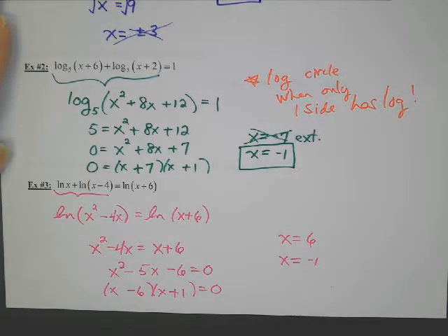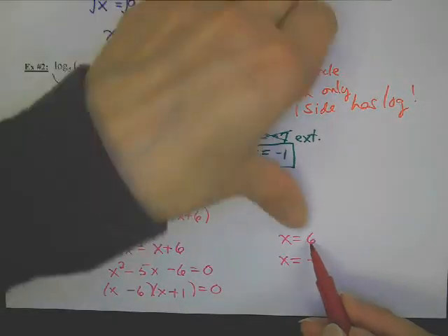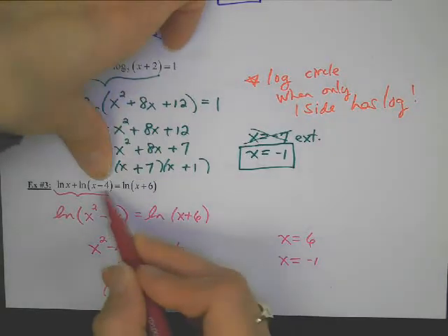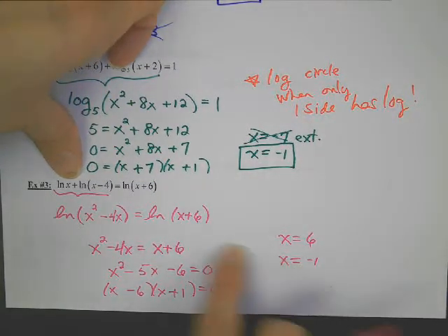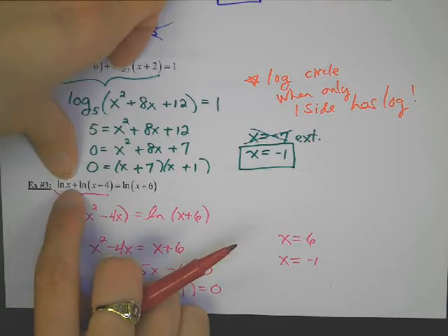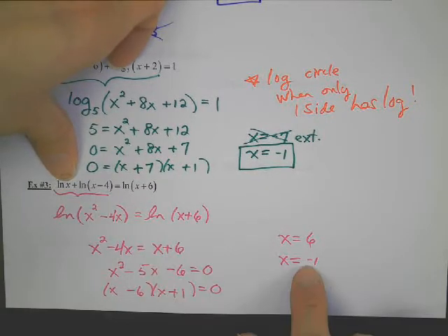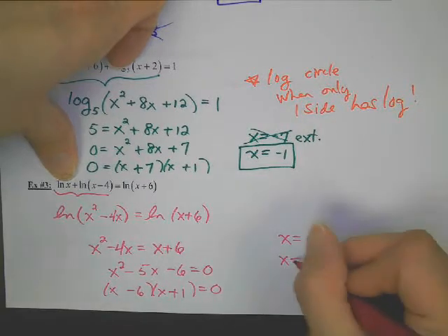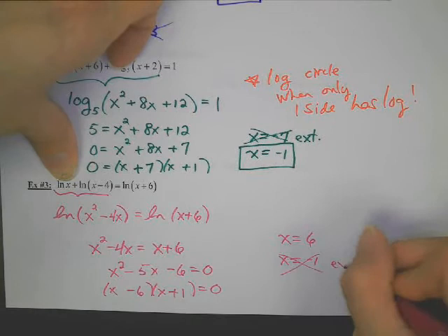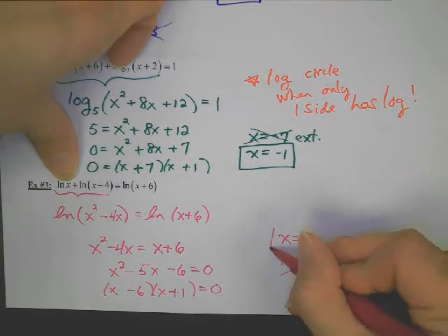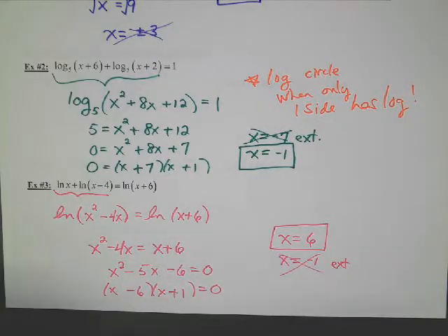Are both of those going to work? Does 6 make any of these logs negative? Oh, 6 is good. How about negative 1? The original problem had log of just a regular x. That is not going to work. Sometimes the positive ones get crossed off, sometimes the negative ones, sometimes both, sometimes none. You just have to check every problem with the original logs.